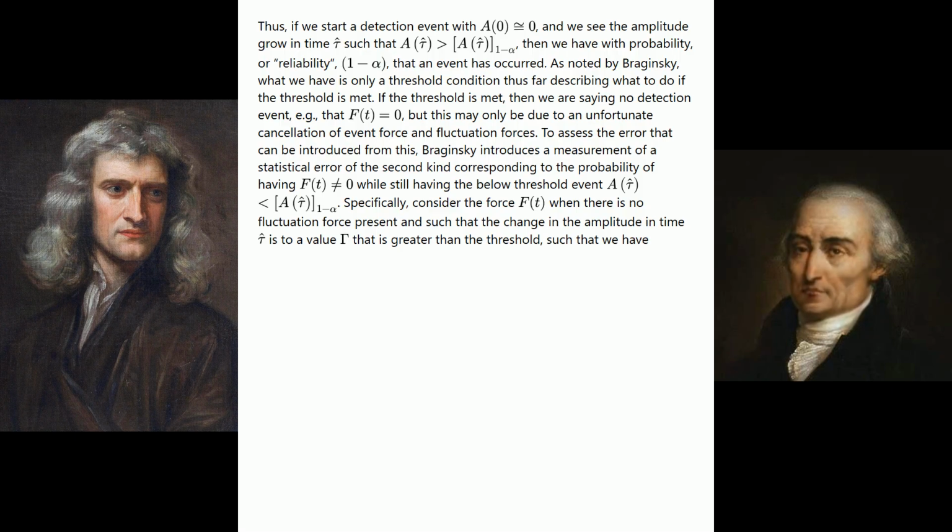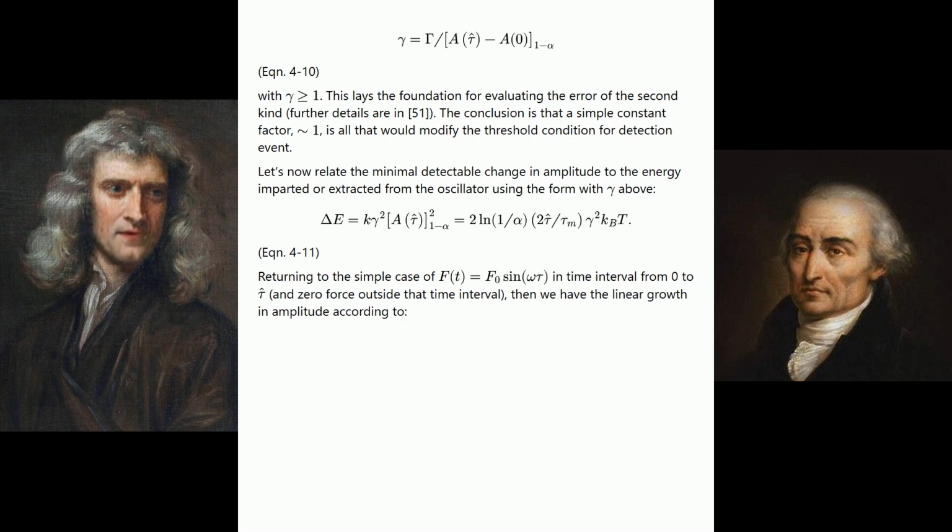To assess the error that can be introduced from this, Brzezinski introduces a measurement of a statistical error of the second kind corresponding to the probability of having f of t not equal to 0 while still having the below threshold event A of tau less than ⟨A of tau⟩ sub 1 minus alpha. Specifically, consider the force f of t when there is no fluctuation force present, and such that the change in the amplitude in time tau is to a value gamma that is greater than the threshold, such that we have. See equation 4-10. With gamma greater than or equal to 1. This lays the foundation for evaluating the error of the second kind.